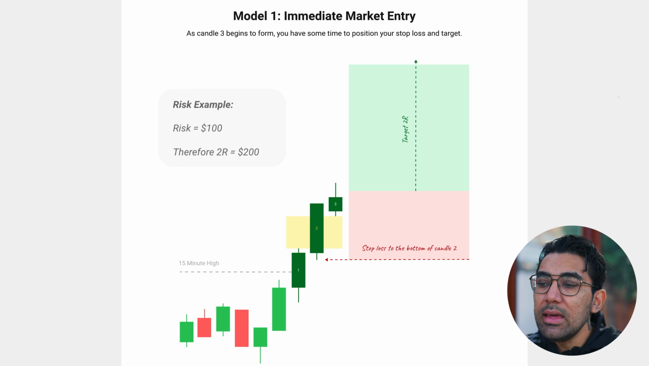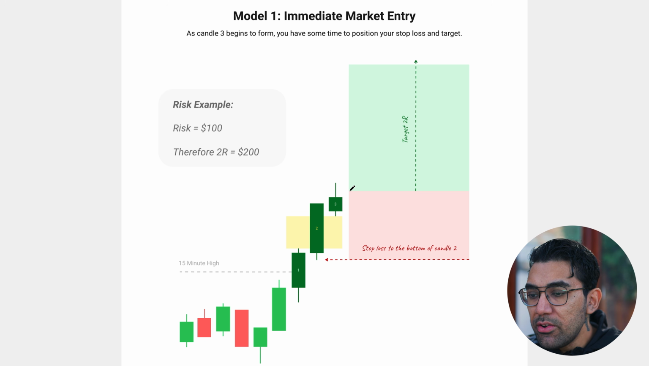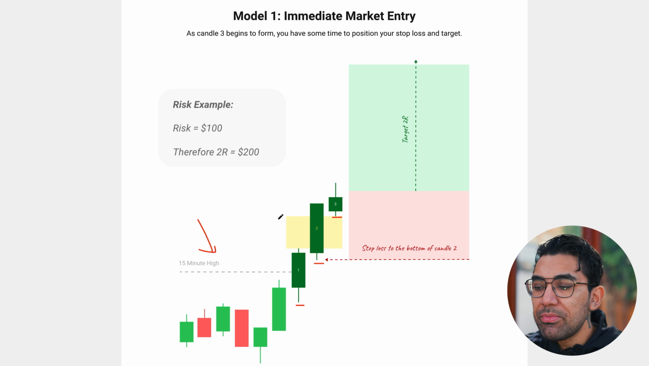Model 1 is the immediate market entry. What we're specifically looking for here is when you are coming into your entry like this. So let's say this is the candle formation: you've got candle 1, candle 2, and candle 3 right there. You can see it's printing right outside the range. The range has been broken here. This is the 15-minute high, just that gray line, and that's been broken.